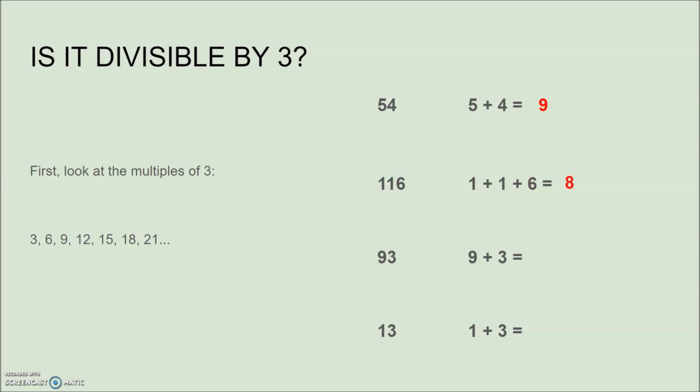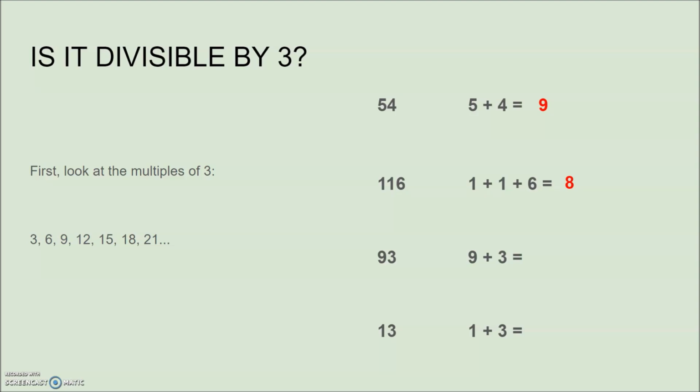1 plus 1 plus 6 is 8. So for 116, when you add up the sum of those digits, you get the number 8. 8 is not a multiple of 3. So 116 cannot be divided by 3 evenly. So 116 is not divisible by 3.